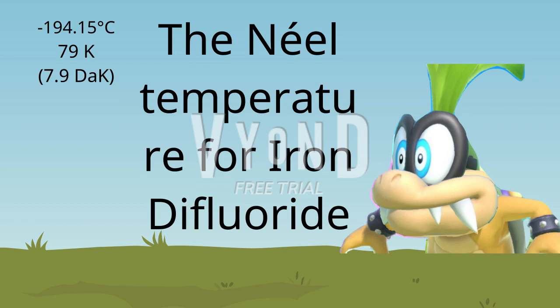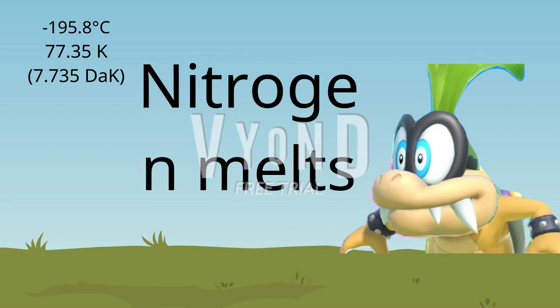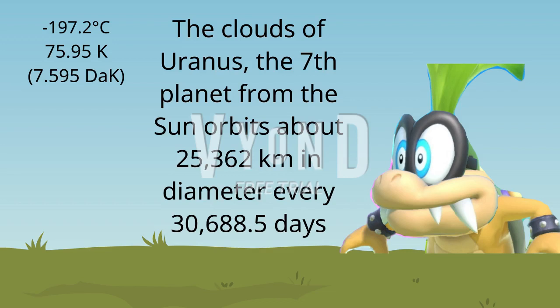That's 79 Kelvin. Nitrogen, a gas that is the seventh most abundant chemical element in our universe and less expensive than argon and atomic number 7, became a liquid at minus 195.8 degrees Celsius, or 7.735 decakelvins. That's 77.35 Kelvin.